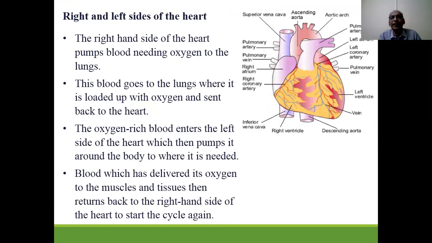Then right and left sides of the heart. The right-hand side of the heart pumps blood needing oxygen to the lungs. This blood goes to the lungs where it is loaded with oxygen and sent back to the heart. Oxygen-rich blood enters the left side of the heart, that is the atrium, and goes through the aorta to all over the body. Blood which has delivered its oxygen to the muscles and tissues then returns back to the right side of the heart.